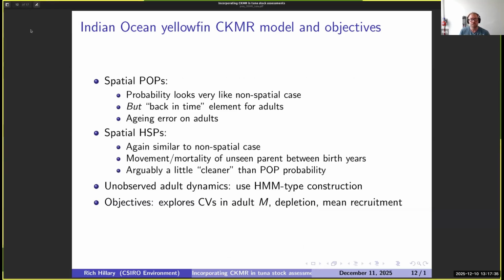For the spatial version of the pair and offspring pairs, I'm not going to go into too much detail. I think Mark will probably pick up some of this, and I'm just giving a summary, so I'm going to keep it pretty light on the equations. The probability looks pretty similar to the non-spatial case, but you've got a back-in-time element for the adults.